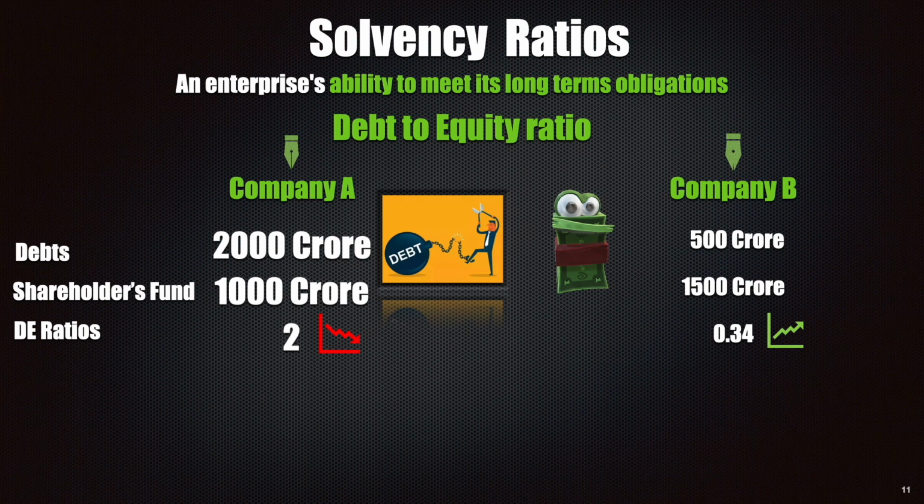However, company B having an external debt of 500 crores as against its shareholder fund of 1500 crores. That means for every 1 rupee of shareholder fund, company B having only 0.34 external debt. That means company B is at a good position. So a lower debt equity ratio implies a more financially stable business.